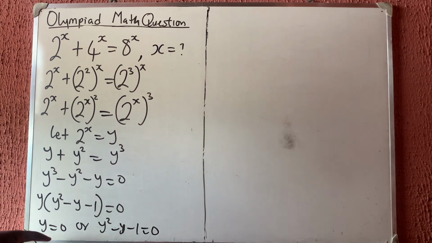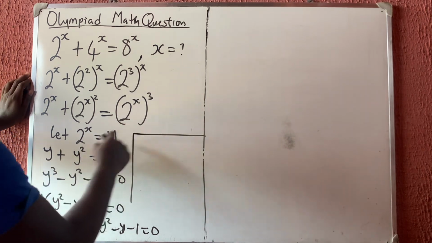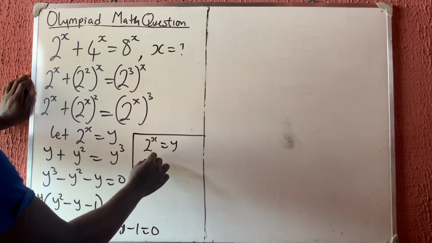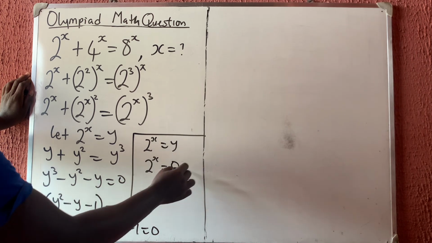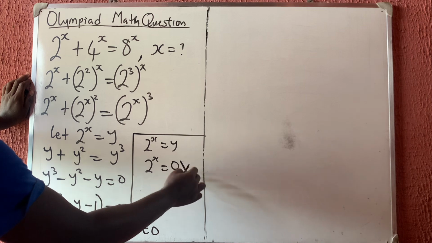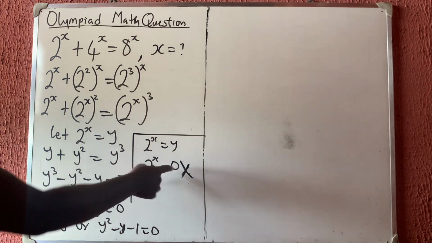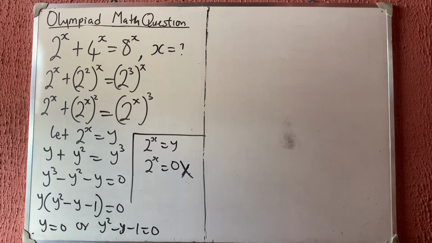Now we got that y is equal to 0. If you put y here, we know that 2 raised to power x is equal to y. So 2 raised to power x is equal to 0. There is no real solution here. There is nothing you put as x that will give you 0 as an answer when raised to a power. It's not possible. So for y is equal to 0, there is no solution.